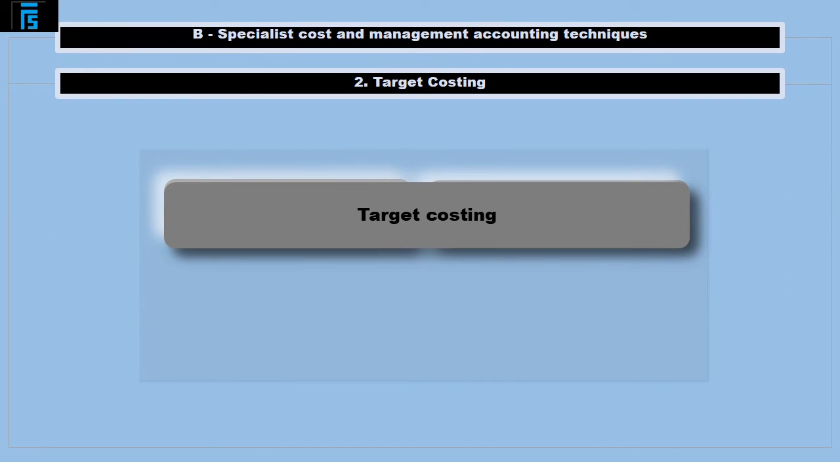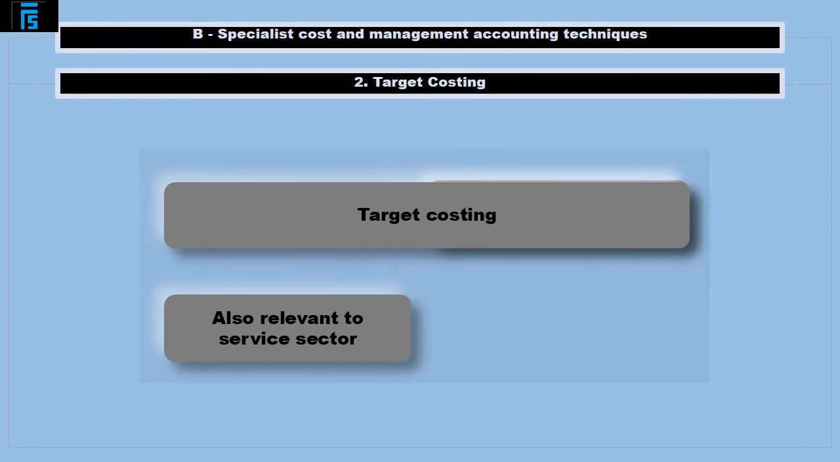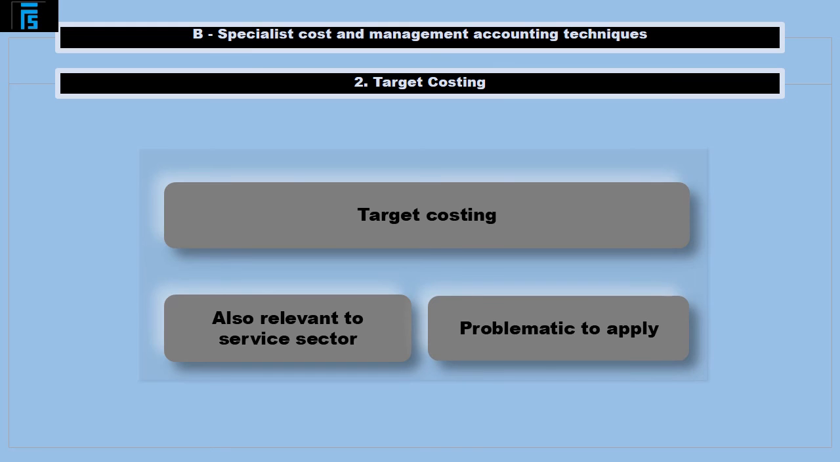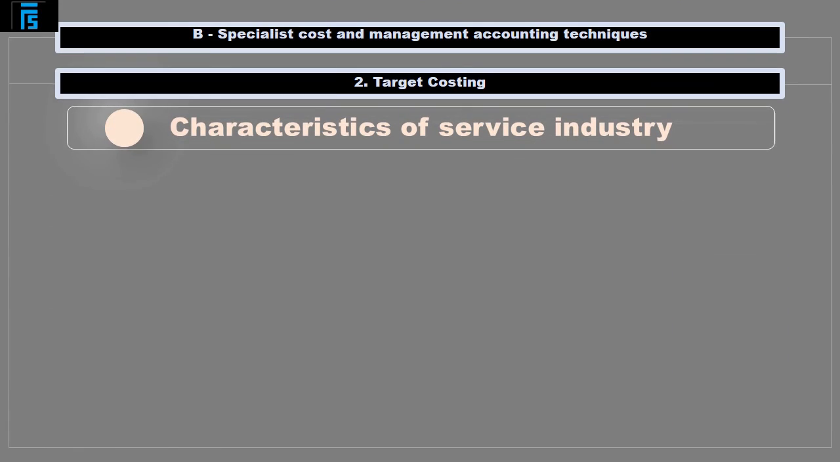Target costing is just as relevant to the service sector as it is to the manufacturing sector. However, problems can arise when trying to apply target costing in service industries. Unlike manufacturing, service industries have the following characteristics which can make target costing more difficult to implement.